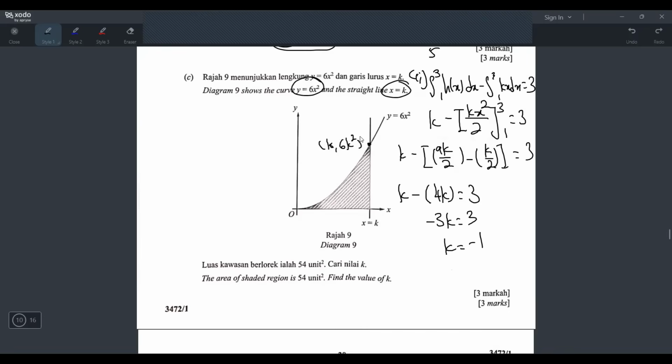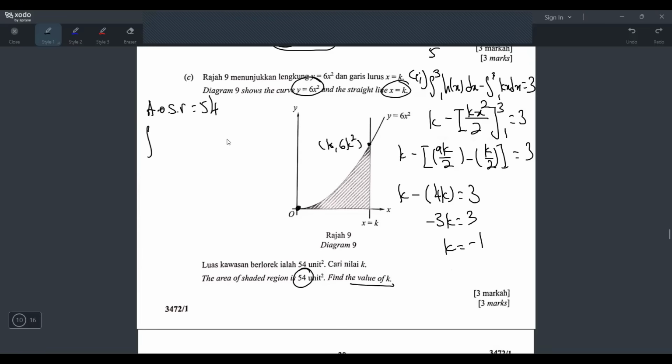Okay, so far it's like that. And also the y-intercept of the curve is 0. And then, yeah, nothing much I can find. There are no other points that I can find. So, okay, let's see what I want. The area of the shaded region is 54. Find the value of k. So the area of the shaded region is 54.